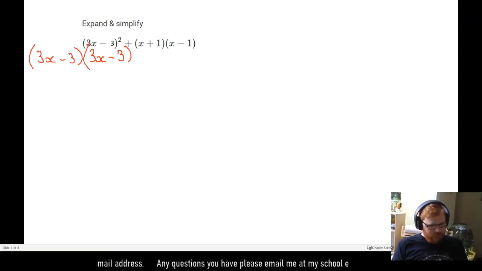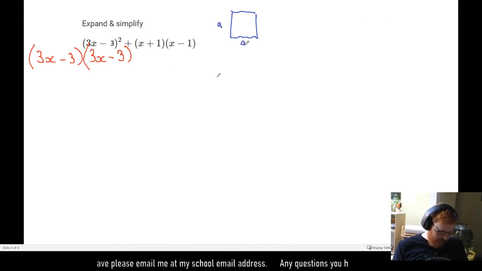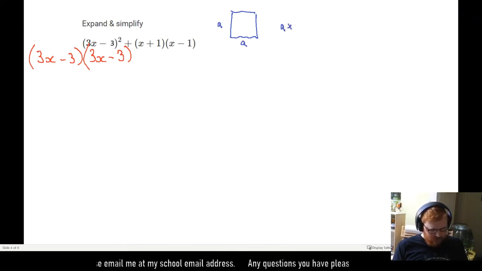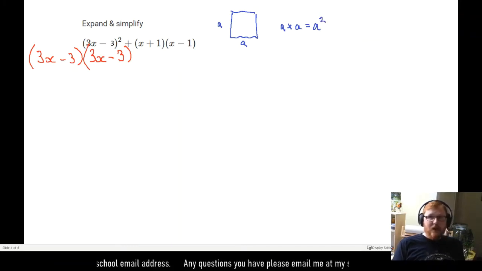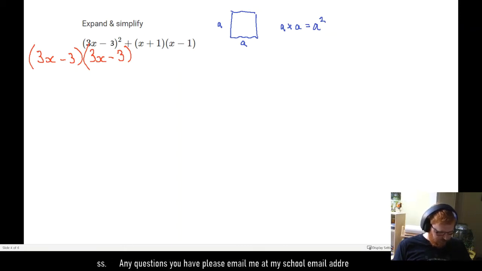Could probably highlight that. I wonder if I could draw that up at the side here. So if I want to find the area of a square that's a by a, I do a times a. I get a squared. It's a times a area. Anyway, 3x minus 3 times 3x minus 3.